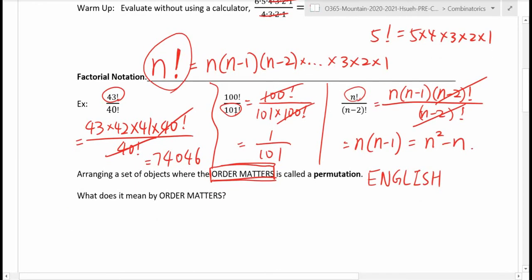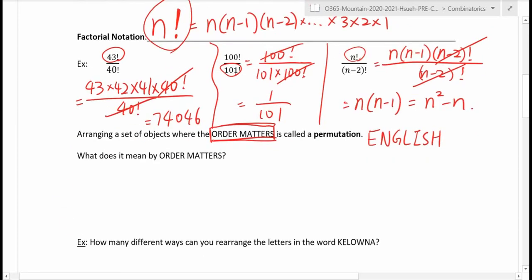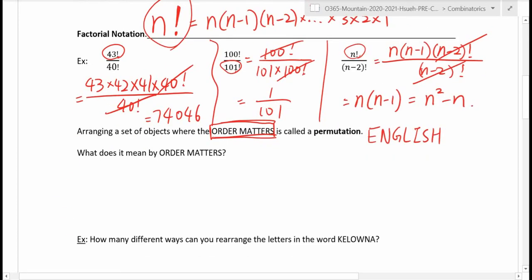What we're going to be looking at a few lessons down the road is that, in some cases, the order does not matter. Okay, we'll look at that later. So what does it mean by order matters?